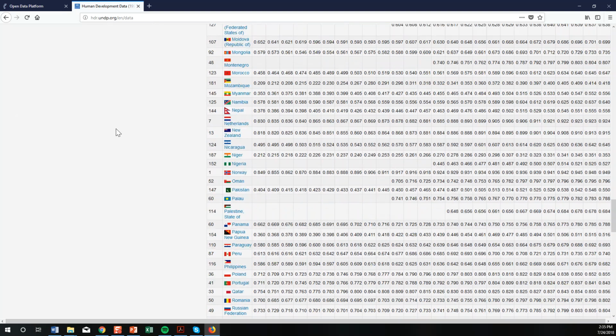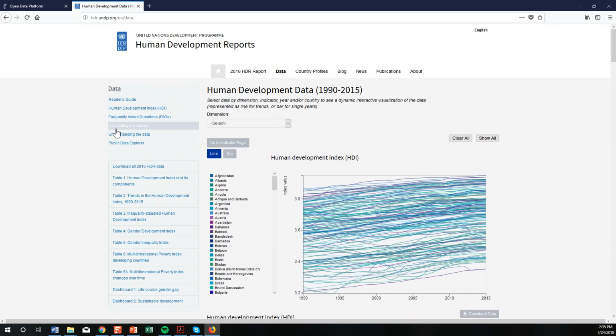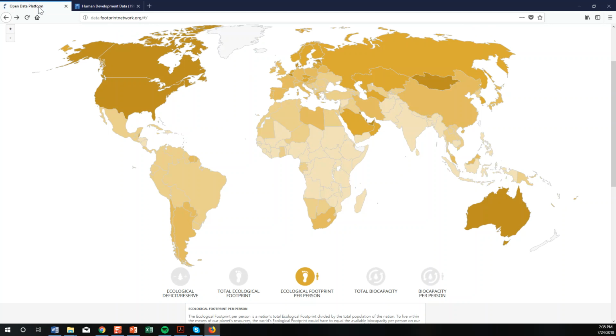And so what you're going to talk about in your assignment is this relationship between the Human Development Index, wealth, and consumption. And I will ask you some very specific questions that you're going to answer, but you are going to use these two sites to get the numbers with which you're going to answer those questions.